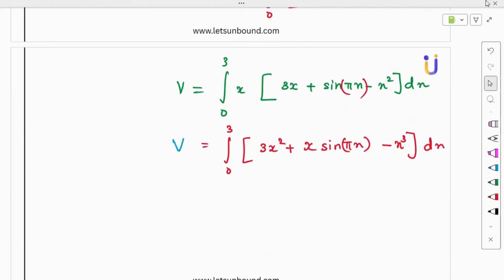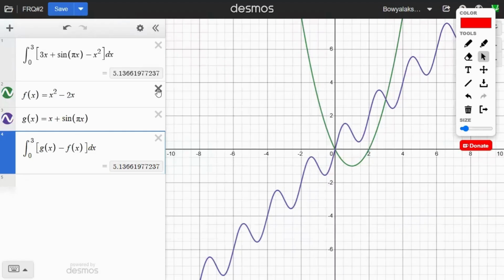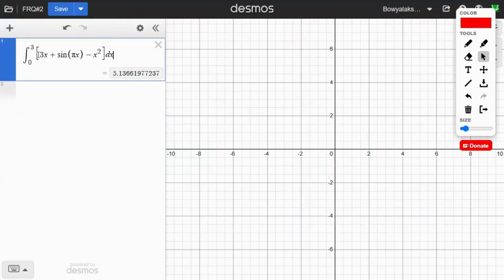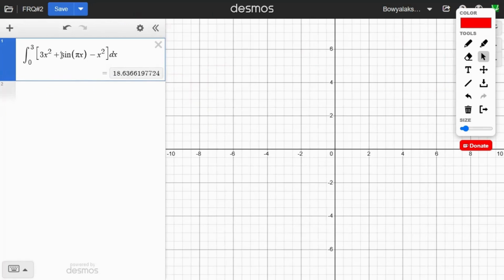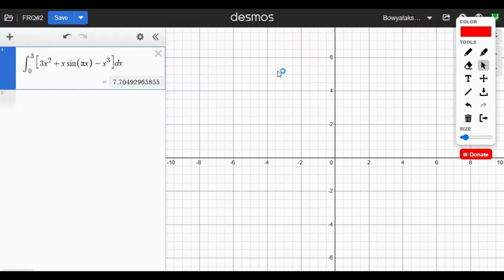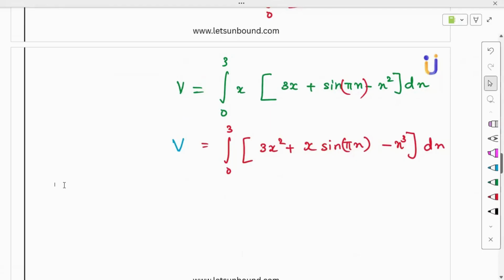Here we go. Okay, so I'm going to do an easy thing. I will just put x here, right? 0 to 3. And wait a moment. Okay, that doesn't work. So 3x square, when you multiply by x, then here x sine pi x, and here x cubed. Right? We got the answer. Covered. So this is our volume. And I'm going to share the whiteboard now. Here we go. This is the volume final answer.